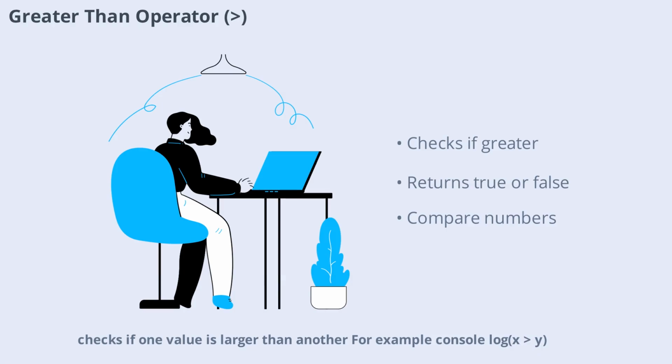The greater than operator, written as >, checks if one value is larger than another. For example, console.log(x > y) will return true if x is greater than y. In our earlier example, x is 10 and y is 5, so 10 > 5 is true. This operator is useful for comparing numbers such as scores, prices, or ages. It helps your code decide if something is bigger or smaller.